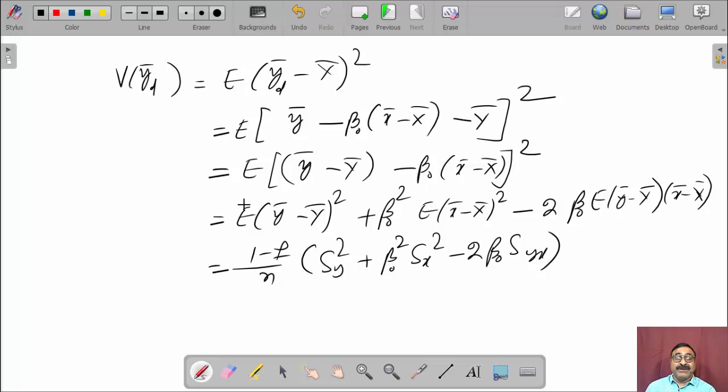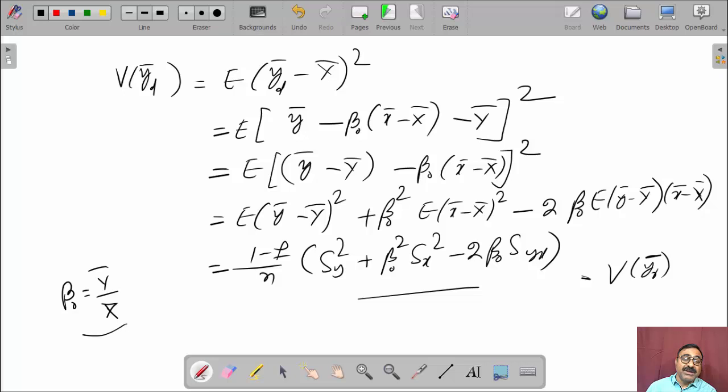Now in particular, if you take beta 0 equal to the population ratio Y bar by X bar, this variance becomes equal to the variance of the usual ratio estimator. When beta 0 is the population ratio, the variance of the difference estimator becomes equal to the variance of the usual ratio estimator.